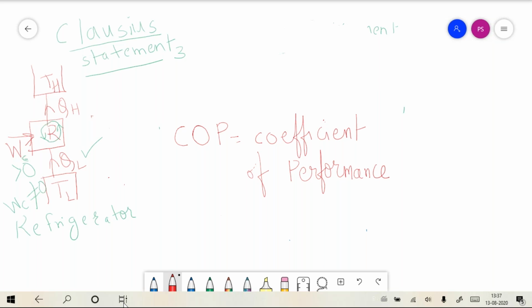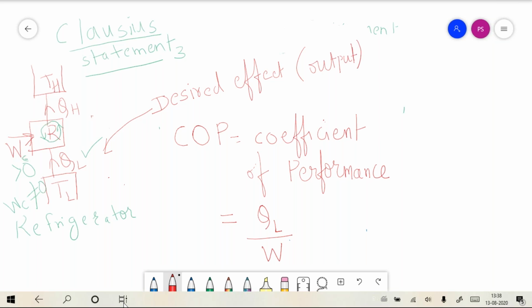So if you want to talk about the performance of a refrigeration system, then we need to define what is called COP, and if you look at the diagram, the COP for a refrigerator is the cooling effect or the refrigerating effect, that is QL, upon the input to this machine. Please note that the desired output of the refrigerator is the cooling effect. Why are we purchasing a refrigerator in the market? The desired output of the refrigerator is the cooling effect.